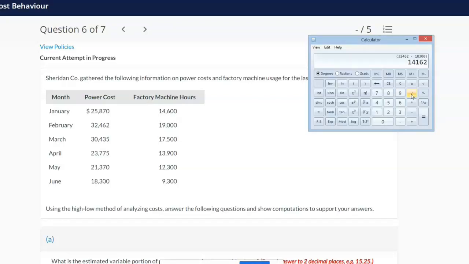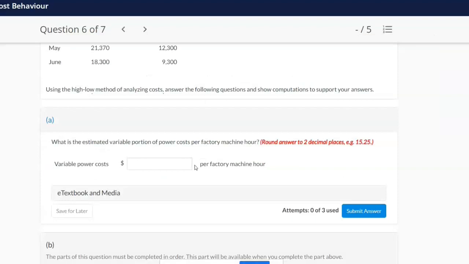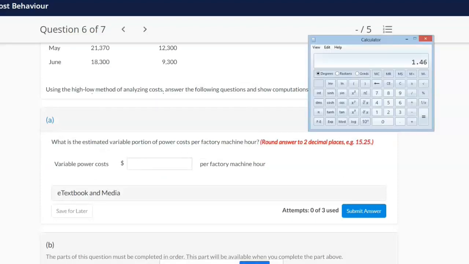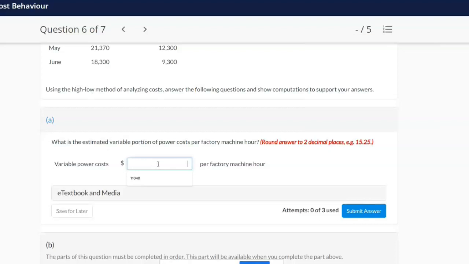14,162 is going to be divided by the change in the high-low activity. So now you have to calculate: 19,000 minus 9,300. Right. And you got 1.46. So you divide 14,162 by that? You got 1.46? Okay, you got it. Yes, doctor. Very good.